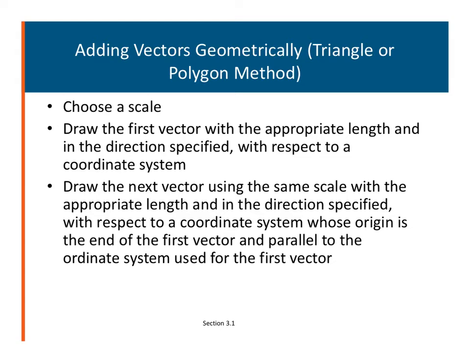And so we draw the vectors with appropriate length and the direction specified. So with this, let's just keep them relative in size and make them drawn in the correct direction. And then we draw the next vector with the same scale and appropriate length and direction specified. And we want to move the origin of that second vector such that it's located at the end of the first vector. And we'll take a look at a picture to make this make sense.